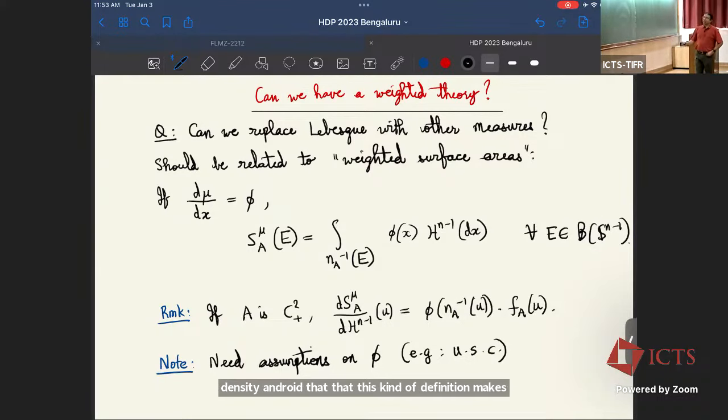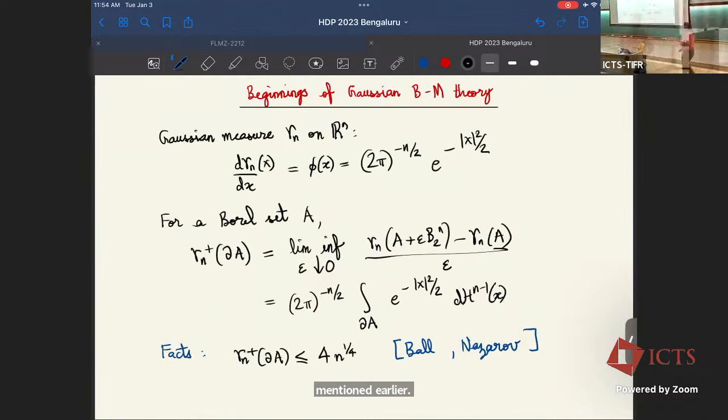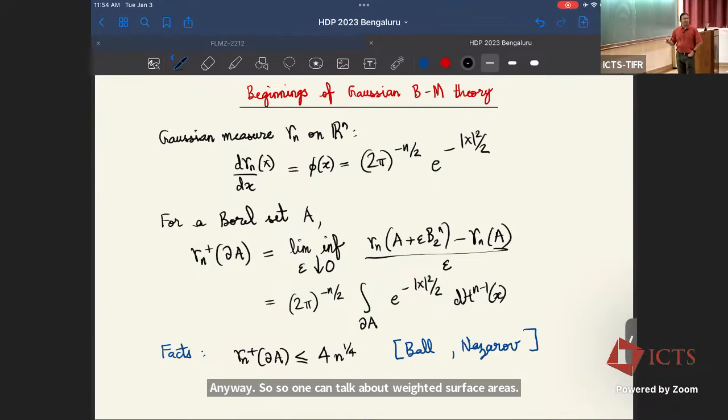And moreover, it turns out that if A is a C2 plus body, then this weighted surface area measure is absolutely continuous with respect to Hausdorff measure on the sphere. And you have an explicit formula for that, which involves this curvature function that I mentioned earlier. Anyway, so one can talk about weighted surface areas. And indeed, this has been looked at in various contexts.